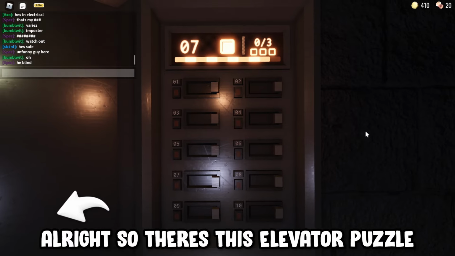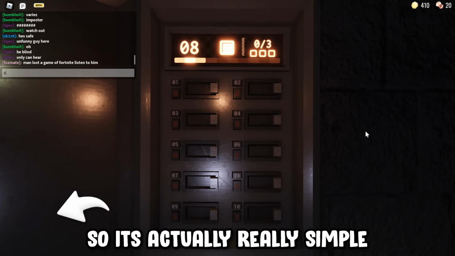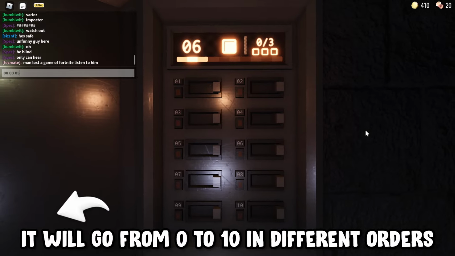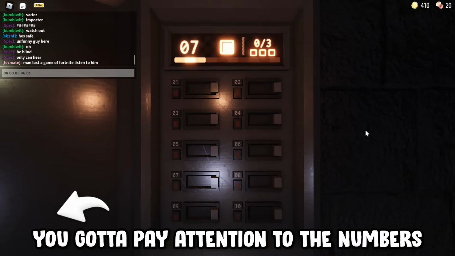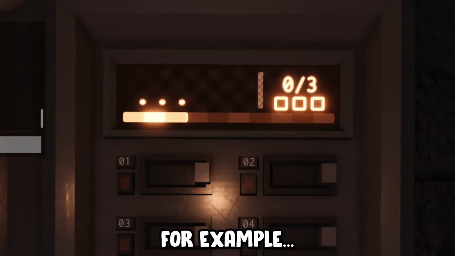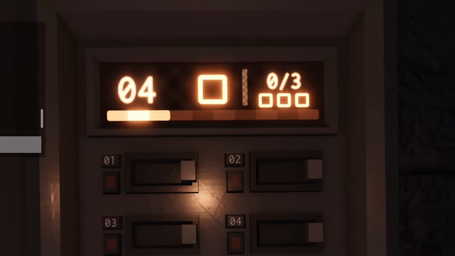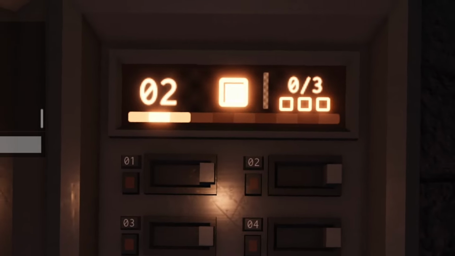Alright, so there's this elevator puzzle that a lot of people are confused about, where you have to turn on the power again. It's actually really simple. It will go from 0 to 10 in different orders. You have to pay attention to the numbers that have a white light-up thing right here. For example, 08, 03, 05, 06, 01, 07, 02.